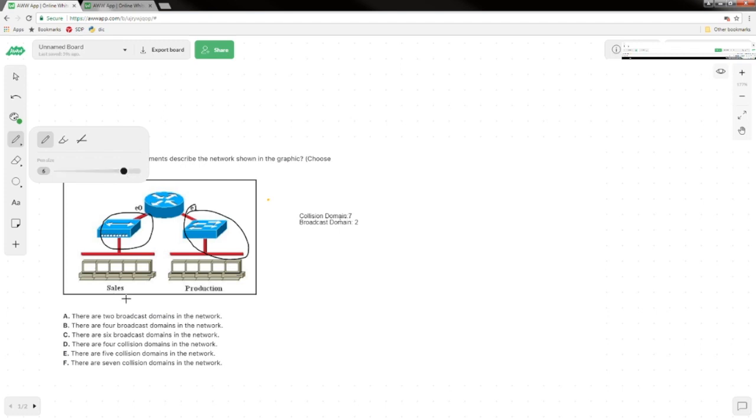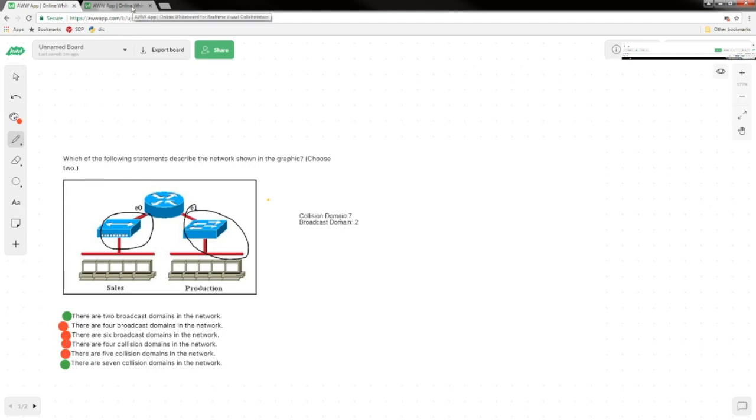There are two broadcast domains in the network. That is correct. There are 4 broadcast domains. That is not correct. There are 6 broadcast domains. That is also not correct. There are 4 collision domains. We have a total of 7 collision domains, so that is not correct. 5 collision domains, and there are 7 collision domains. So these are the two correct answers.